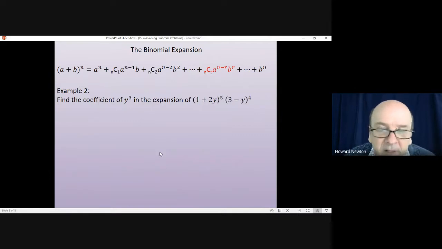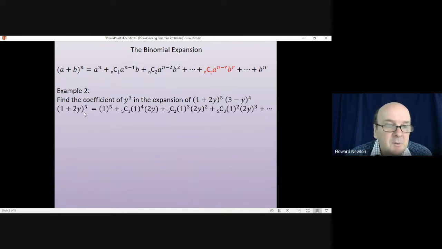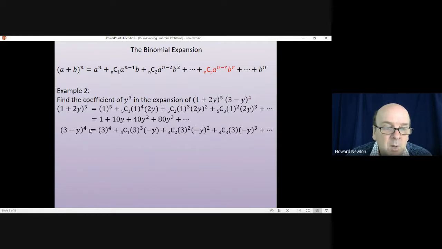Okay, let's have a look. So first of all, we're going to expand (1 plus 2y) to the power of 5 using the binomial expansion. The first term will be 1 to the 5, second term's that, third term's that, the fourth term is that, and the fourth term is the y cubed term. Now, for finding the coefficient of y cubed, we're not going to need the higher powers. Tidying these up using the calculator will give us 1 plus 10y plus 40y squared plus 80y cubed. Then we do the same thing for (3 minus y) to the power of 4.